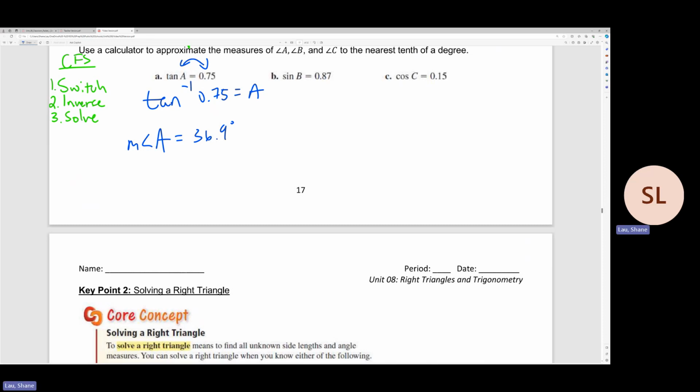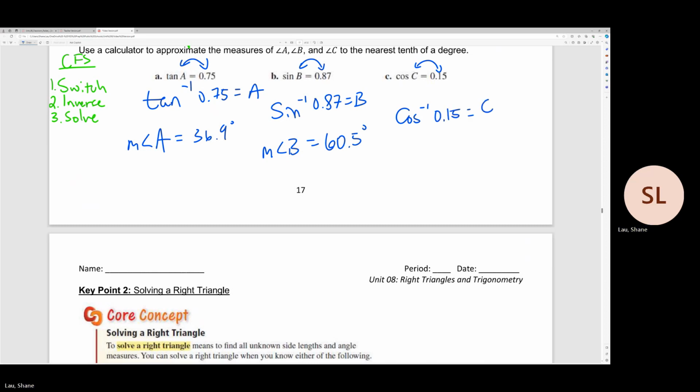Okay. The next one, switch. Make sure I put my inverse. So sine inverse of 0.87 equals B. And that means that the measurement of angle B is equal to 60.5 degrees. And last but not least, switch and inverse. So cosine inverse of 0.15 equals C. The measurement of angle C equals 81.4 degrees.